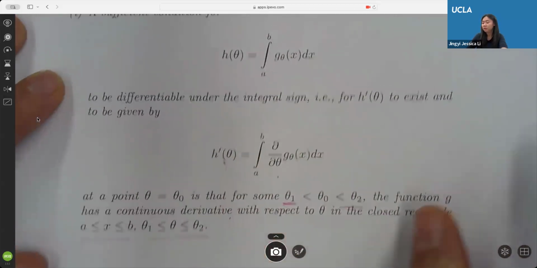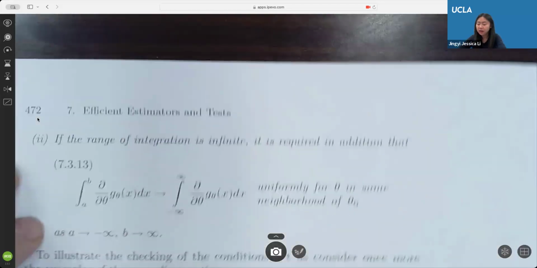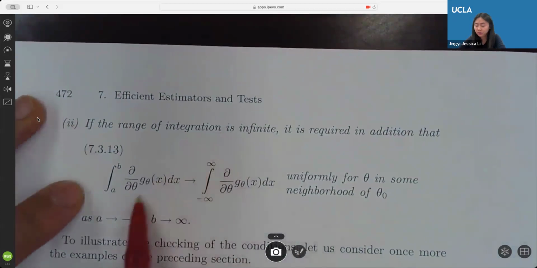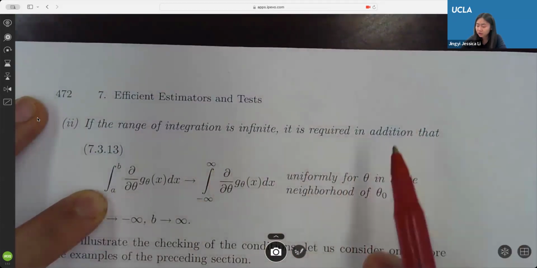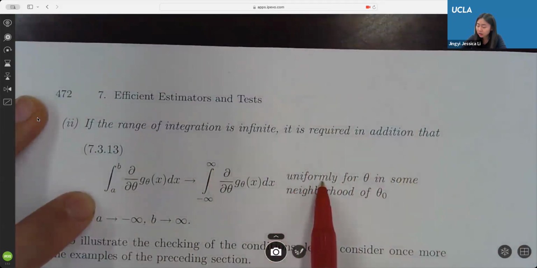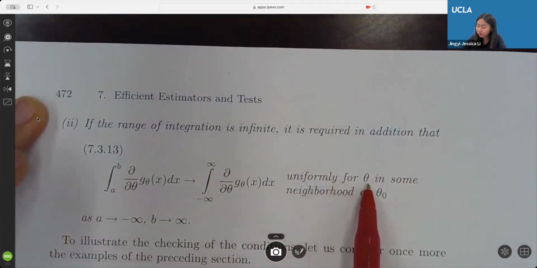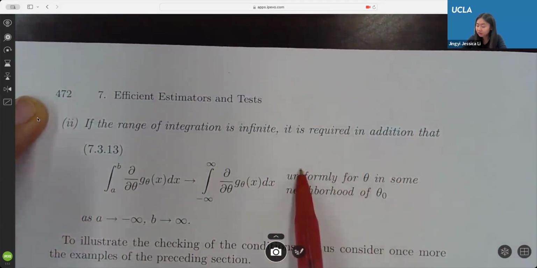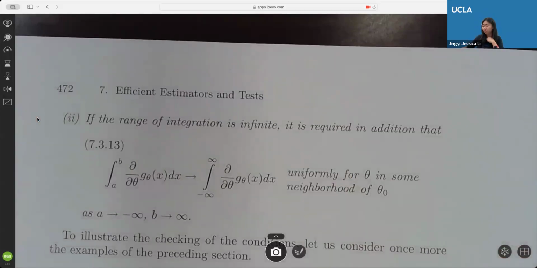So it's a technical thing about regularity. And if the range of integration is infinite, so now a to b becomes negative infinity to positive infinity, it is required in addition that this holds uniformly for theta in some neighborhood of theta 0. So it's about the continuity of the derivative needing to be uniform, not just continuous but uniformly continuous. Again, regularity, a technical thing.